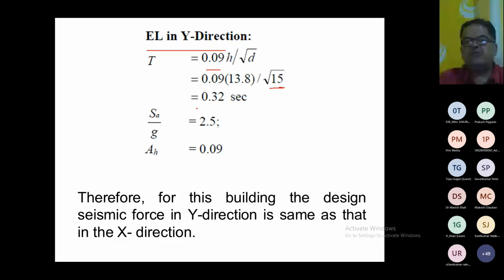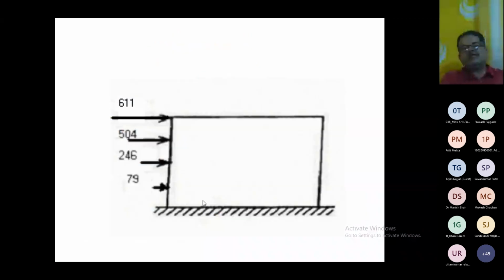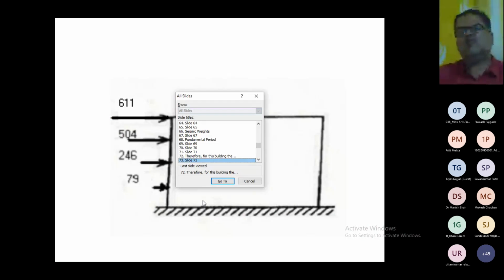Now again the natural period is 0.32, which again is less than 0.4. So Sa by g is 2.5, and so the Ah is 0.09. It is the same as what we have in the X direction. It is the same in the Y direction, so we have the same distribution, right? So this is how we are doing this. I think it will be very clear.